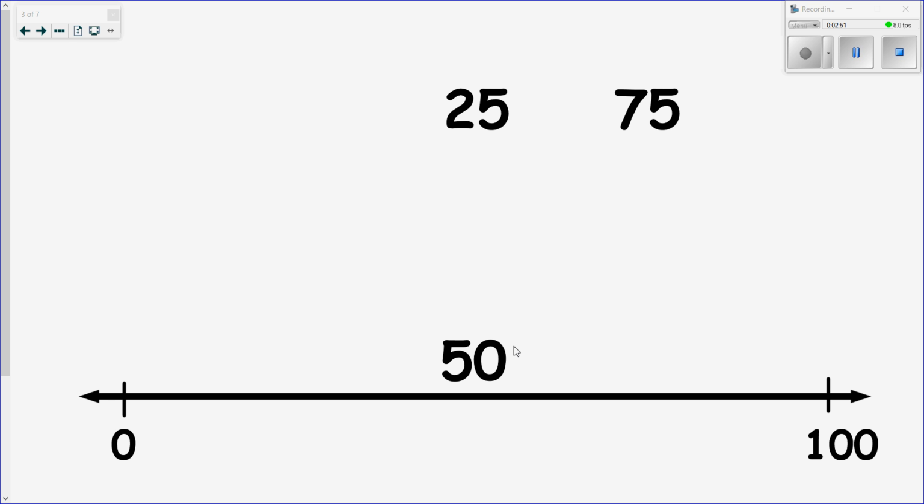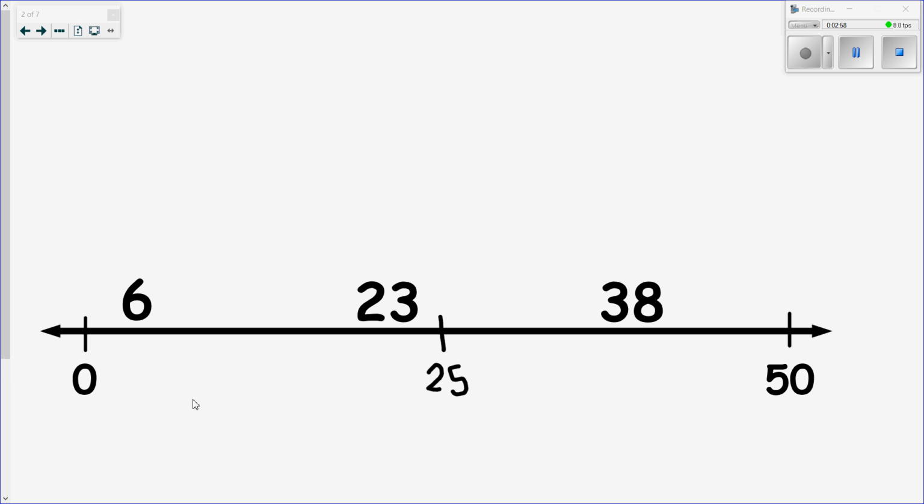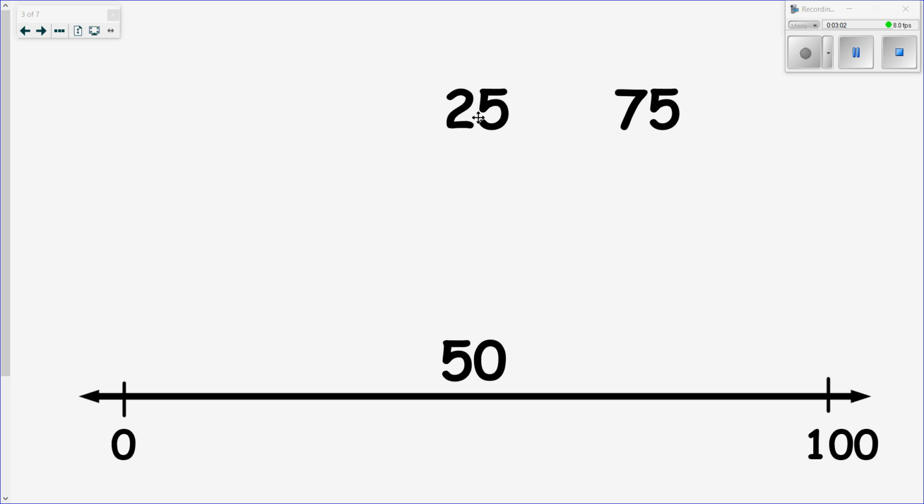Now, let's think about 0 and 50 just for a moment. Now, if you'll remember in the last example, the midpoint between 0 and 50 was 25. And lo and behold, that is our other number. So I'm going to put that about halfway between.